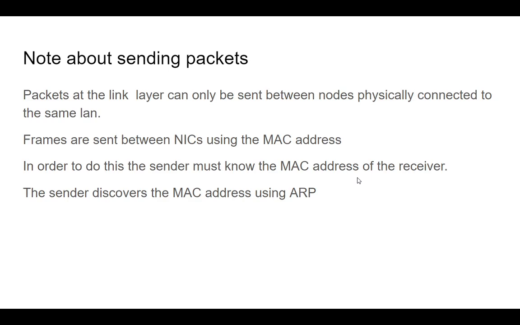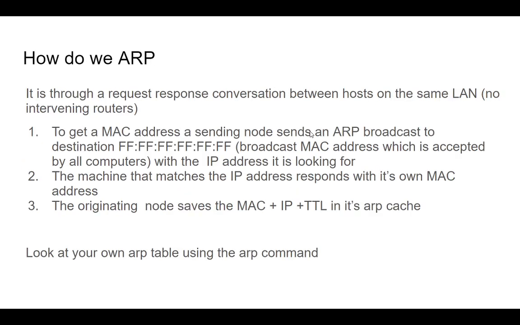So if I'm new on a LAN, let's say I just get to Starbucks, then I don't know the MAC address of anything. So what I have to do is use ARP, which will be used pretty much to discover MAC addresses. Using ARP is triggered by any of our requests off network. So how do we use ARP? ARP is a command and also the name of the protocol. It's a request-response conversation between hosts on the same physical LAN, so with no intervening routers.